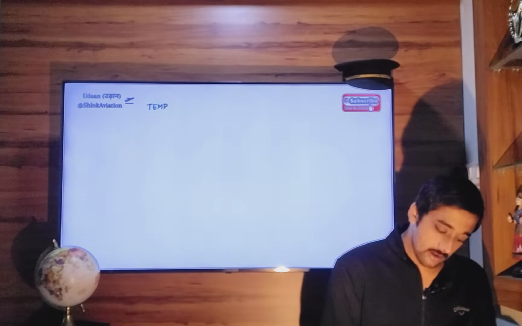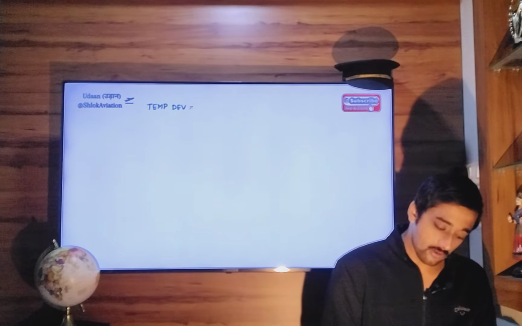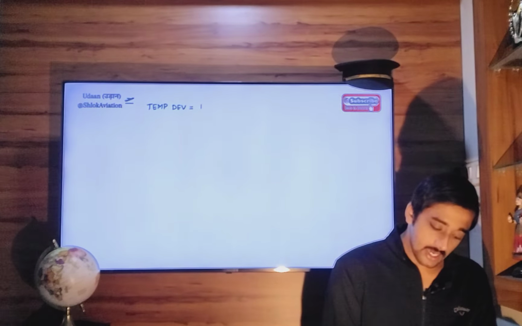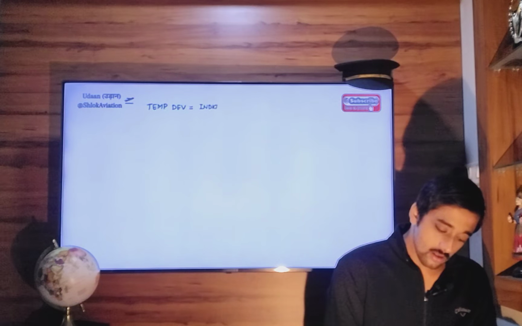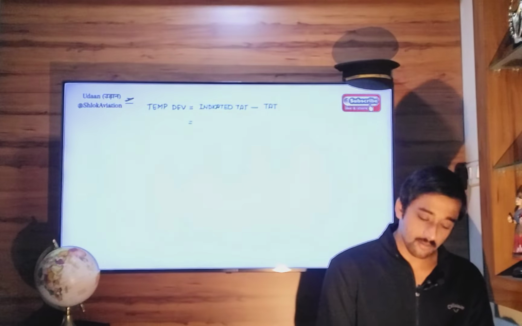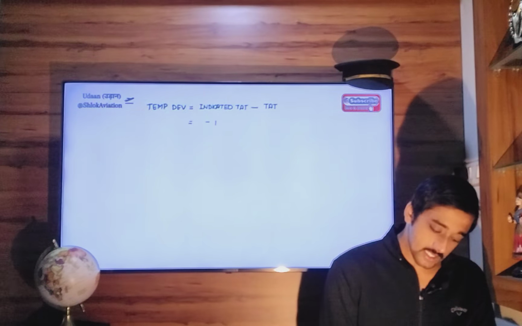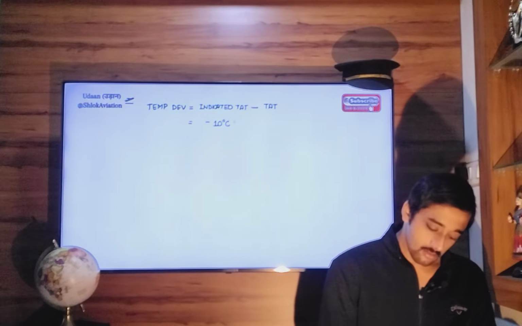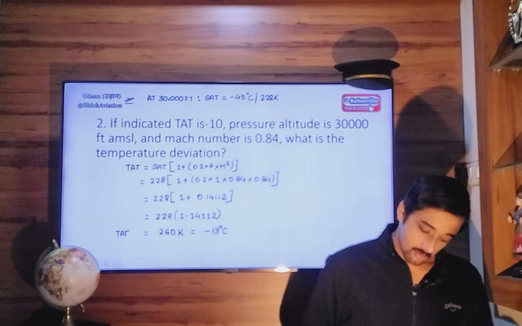So that means temperature deviation is equal to indicated total air temperature minus real total air temperature. So indicated is minus 10 degrees Celsius minus of minus 13.